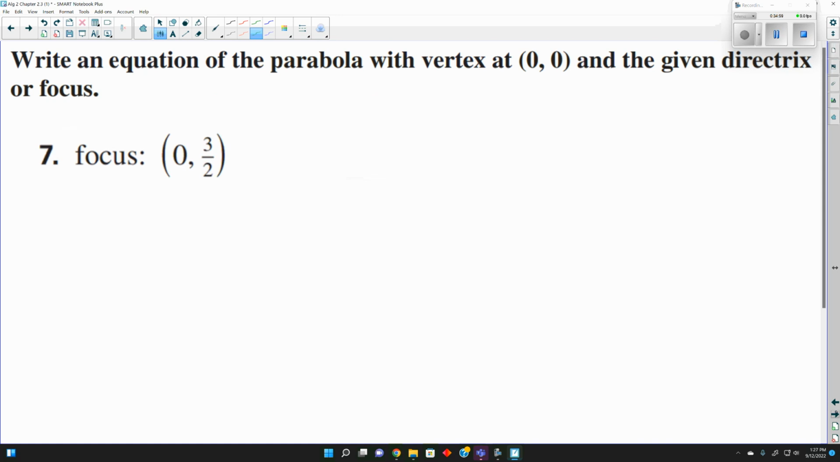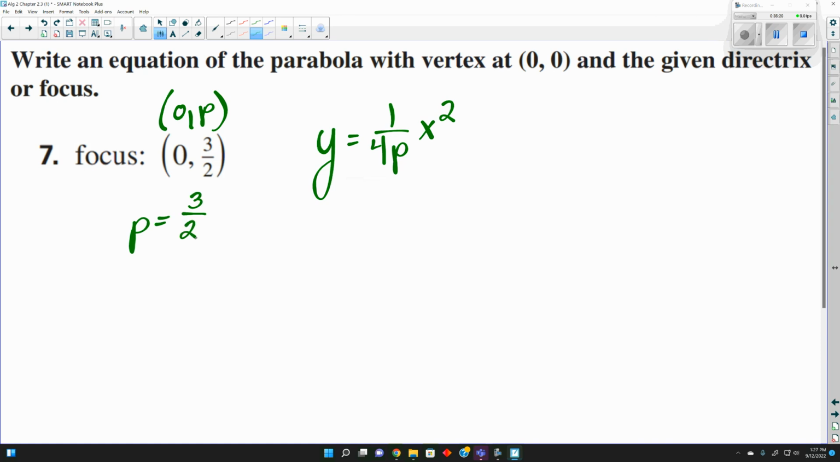Last one, looks like, isn't it? 0 comma 3/2. So which equation are we starting with? Times x squared. And our focus here is 0 comma p, so the value of p is what? 3/2, yes? So we're saying y is equal to 1 over 4 times 3/2 times x squared.